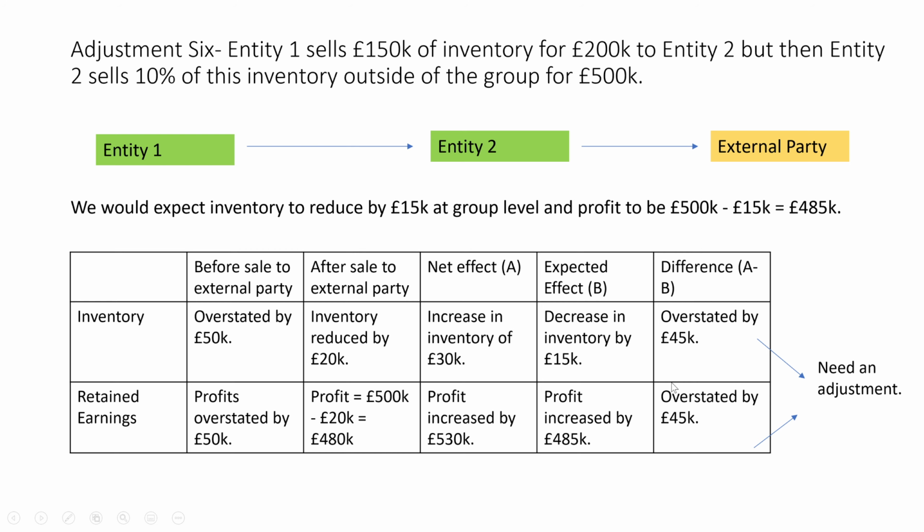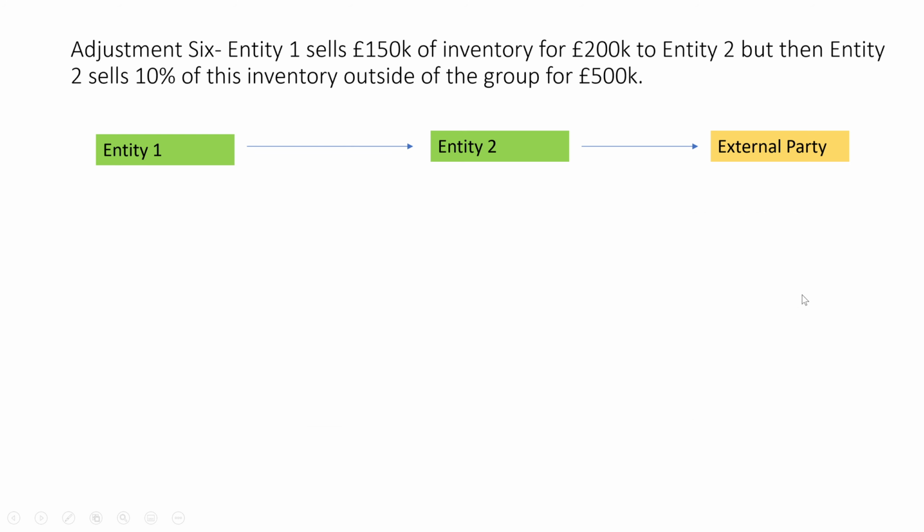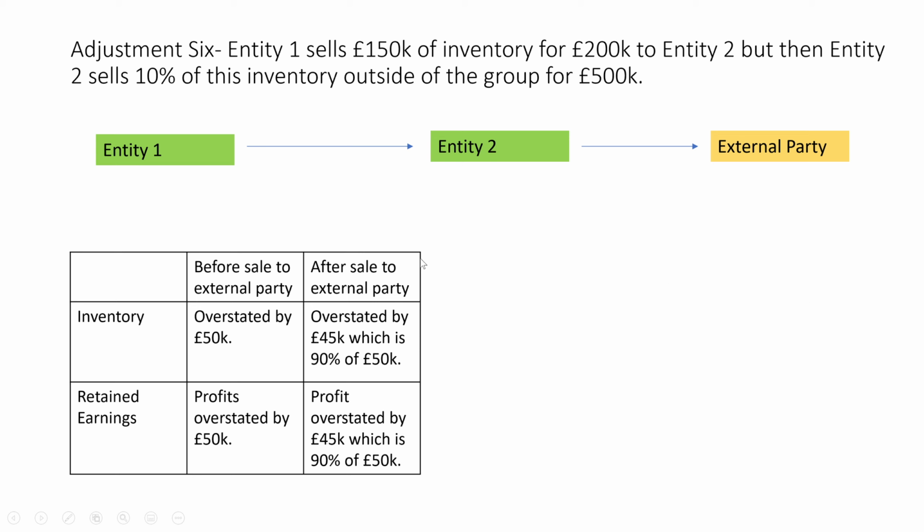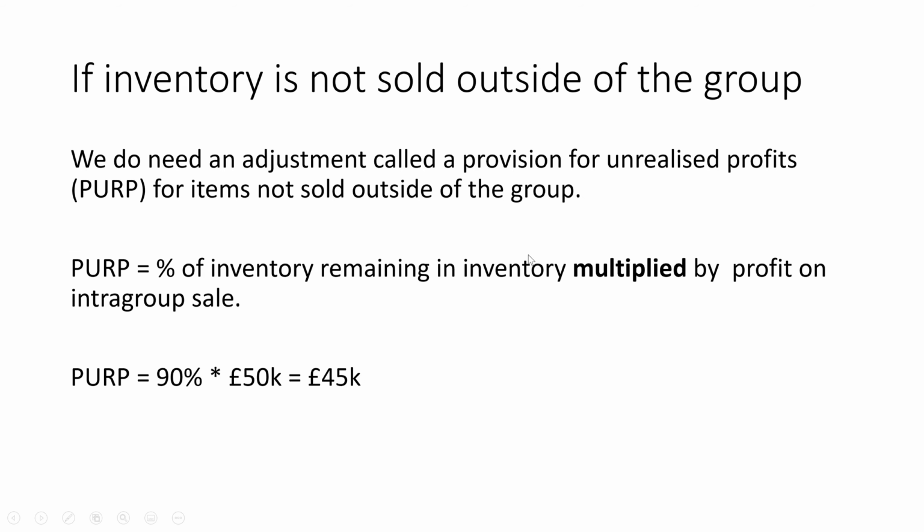So we need to make an adjustment to correct for this overstatement. Now, here's another way of thinking about it. Before we sold to the external party, our overstatement was 50k, but after the sale, our overstatement was only 45k, which is the same as 90% of 50k. And the 90% is the percentage of inventory we're holding at the year end. Okay?